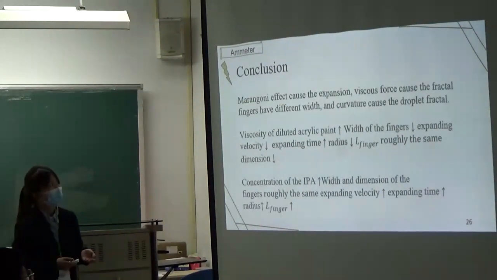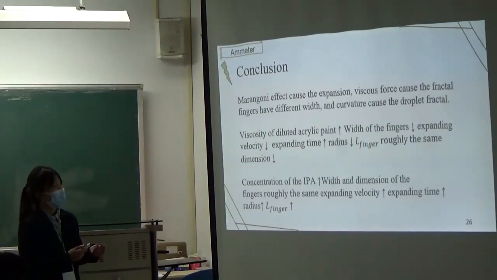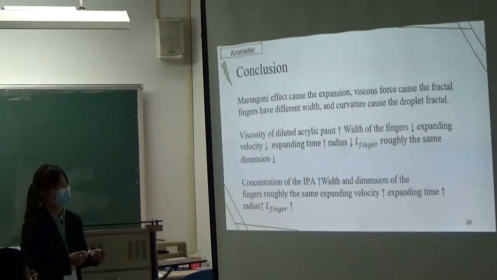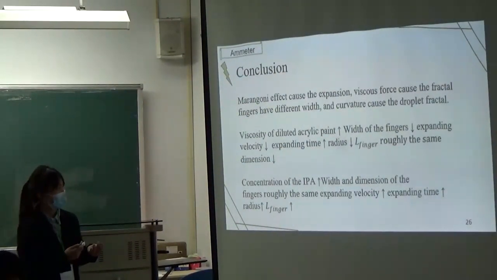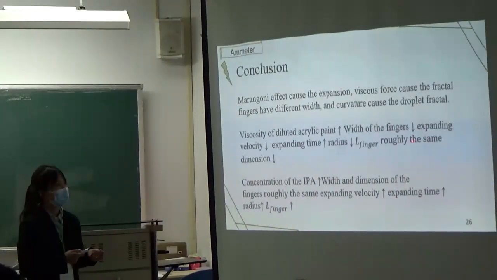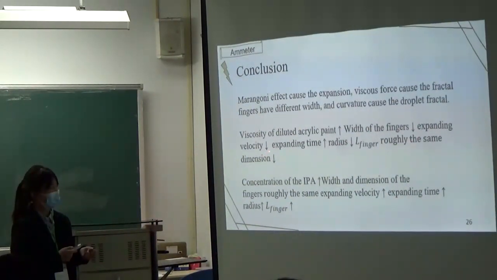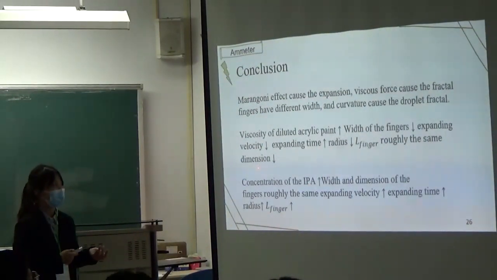And here's the conclusion. Gravity effect causes the expansion, viscous force causes the fractal fingers and the different widths, and the curvature causes the drop dead fractal. And when the viscosity of the liquid increases, the width of the fingers will decrease, the expanding velocity will decrease, the expanding time increases, the finger length will be the same, and the dimension decreases.